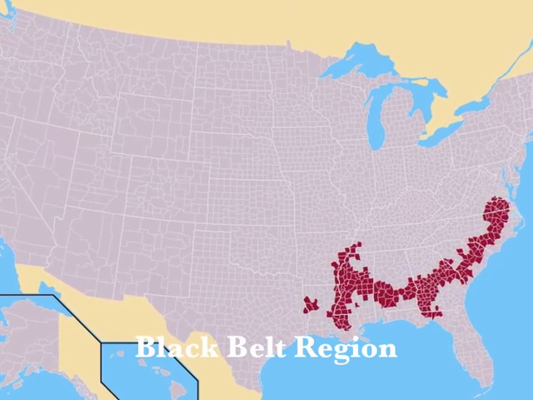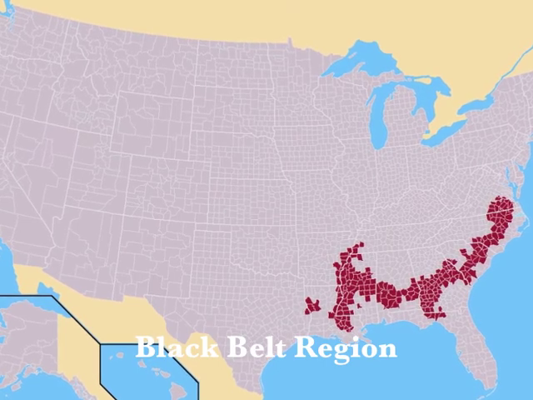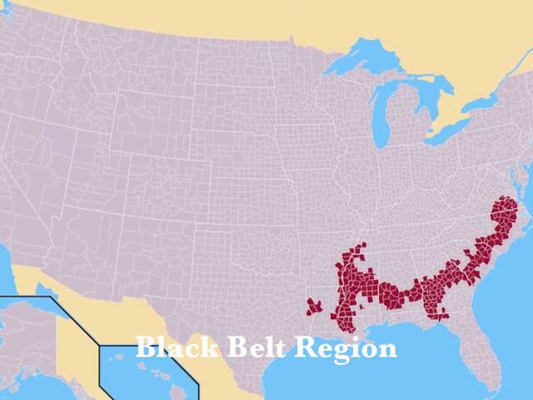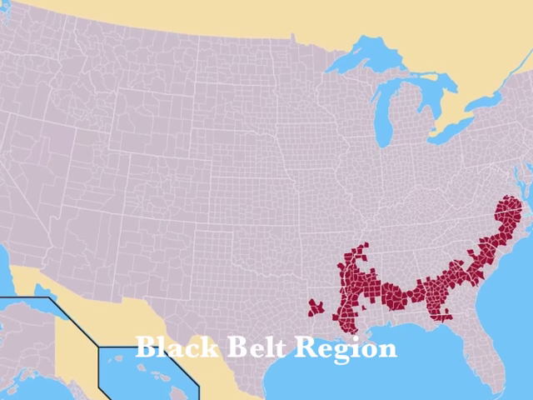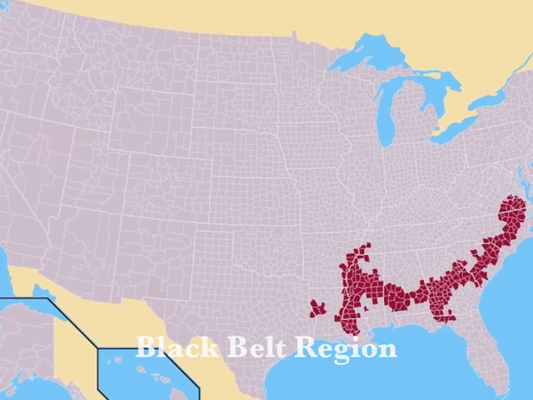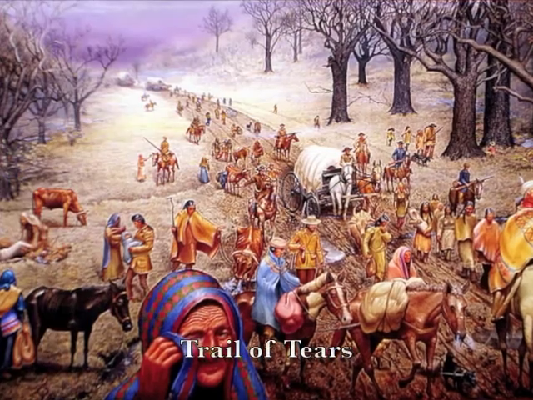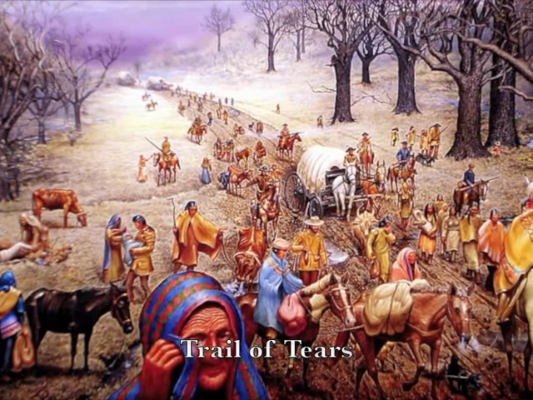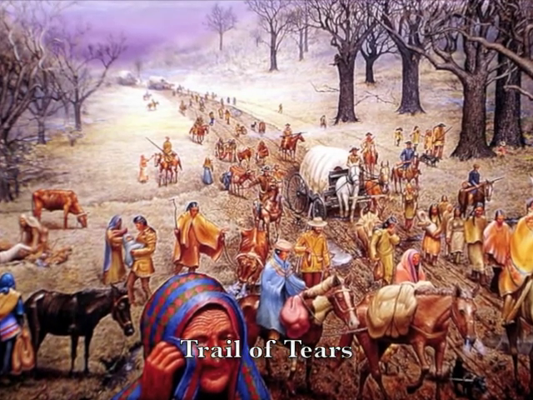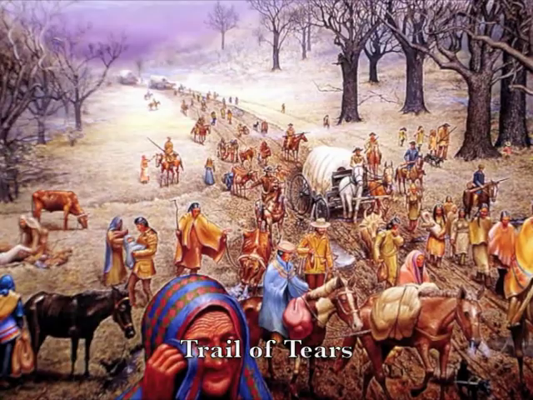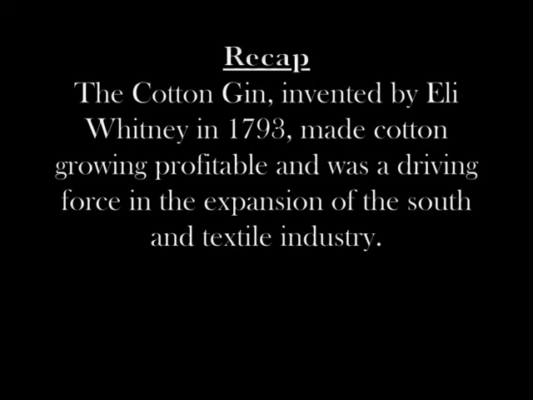high probability of growth. This Alabama fever led to such rapid expansion that the federal government began forcing Native Americans out of their homes to make way for Southern settlers and onto the Trail of Tears, where they were forced at gunpoint to move to reservations further west. The cotton gin, invented by Eli Whitney in 1793, made cotton growing profitable and was a driving force in the expansion of the South and textile industry.